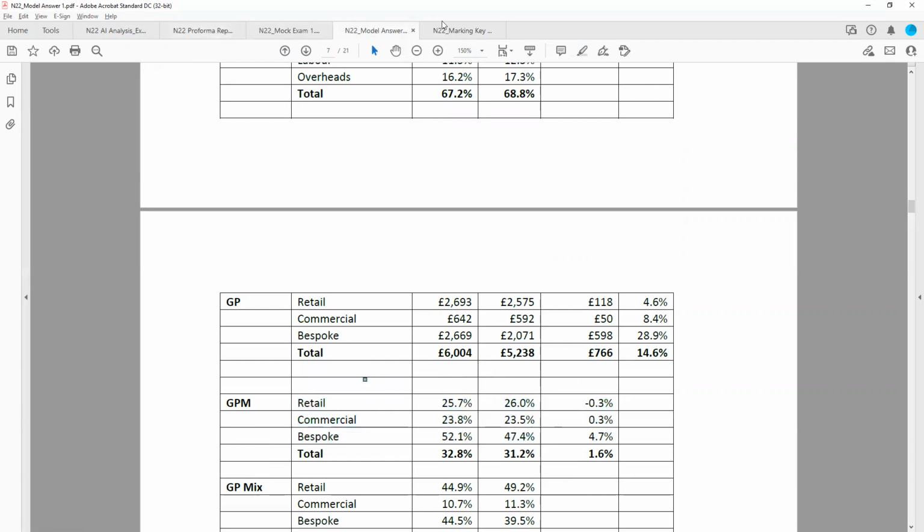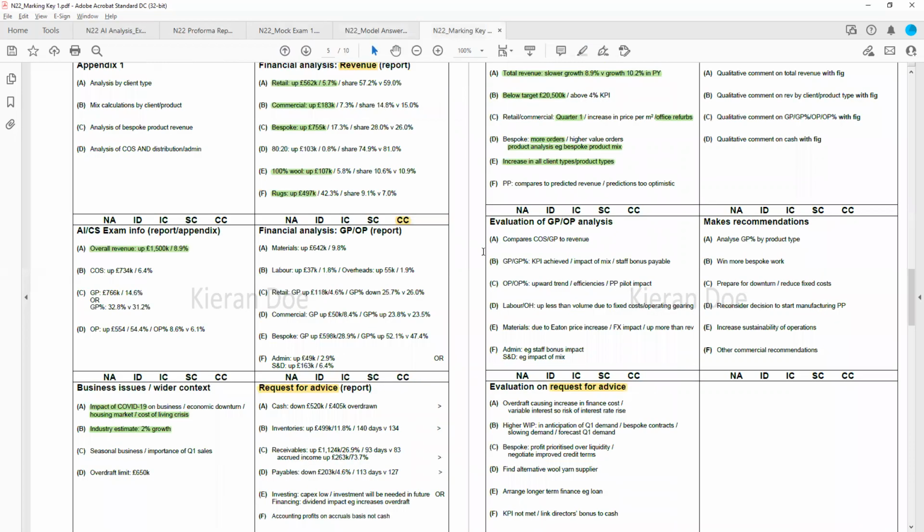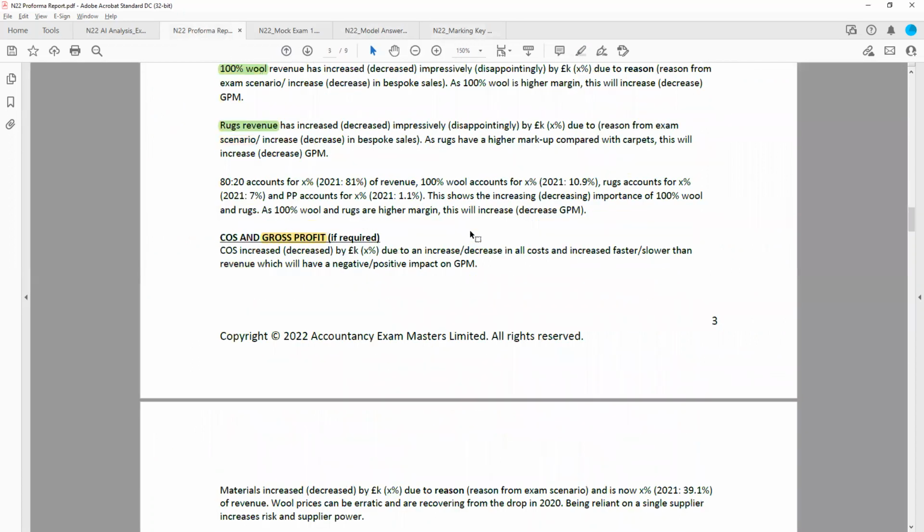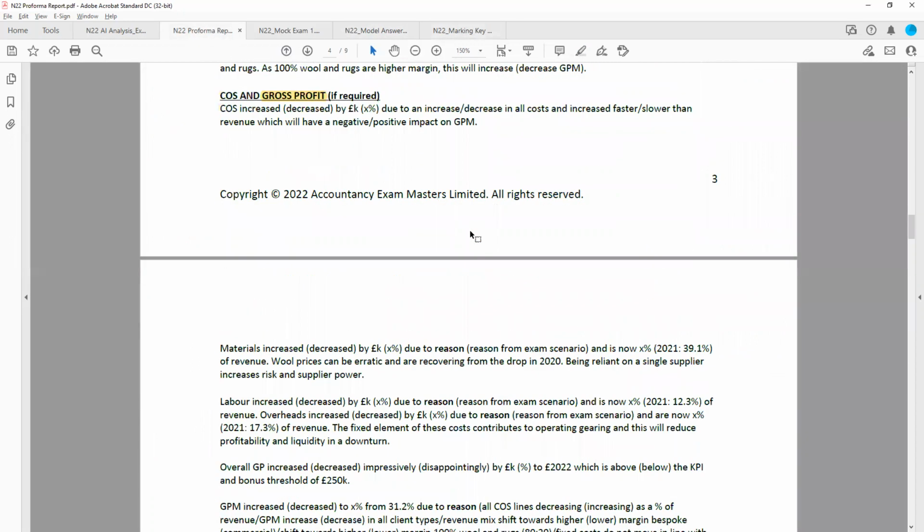So again, we've said that this is worth a box or 2 boxes, but with operating profit as well. So we're going to want 1 or 2 points on operating profit. So we're probably only really looking for 3, maybe a maximum of 4 points on cost of sales and gross profit.